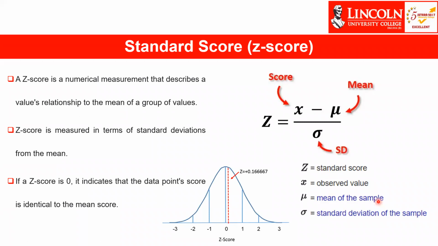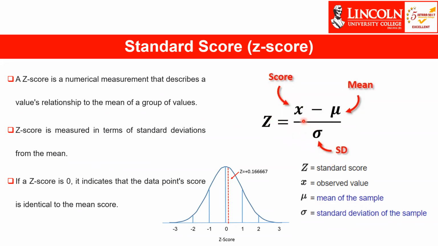Standard score is referred to as Z-score. A Z-score is a numerical measurement that describes a value's relationship to the mean of a group of values. So Z-score is measured in terms of standard deviation from the mean. If a Z-score is 0, it indicates that the data point's score is identical to the mean score. And if you want to compute your Z-score manually, this is the formula for computing a Z-score.